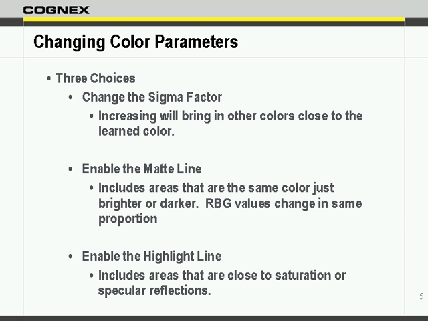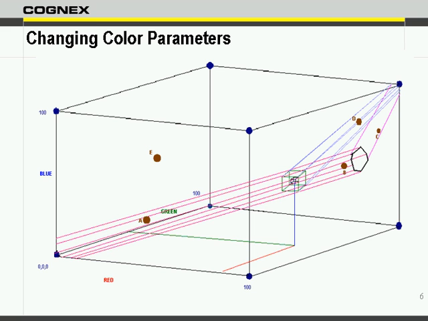So that would include colors that are very similar, but that are not necessarily of the same color content, but just darker or lighter. To include things like that, that is, colors that are the same red, green, and blue proportion, but either a little darker or a little lighter, you'd use the matte line. That matte line is a line that connects the color in three-dimensional space directly with the 0, 0, 0 point.